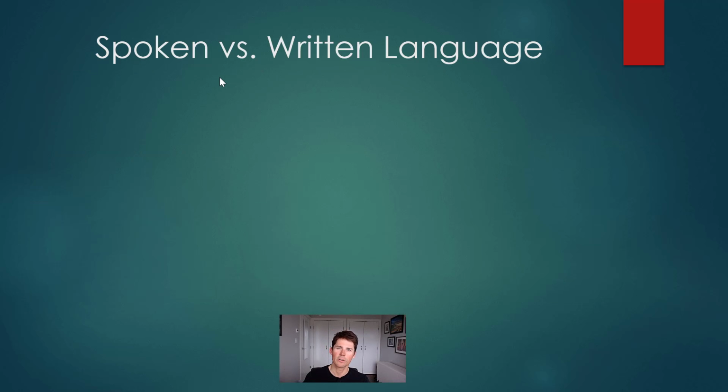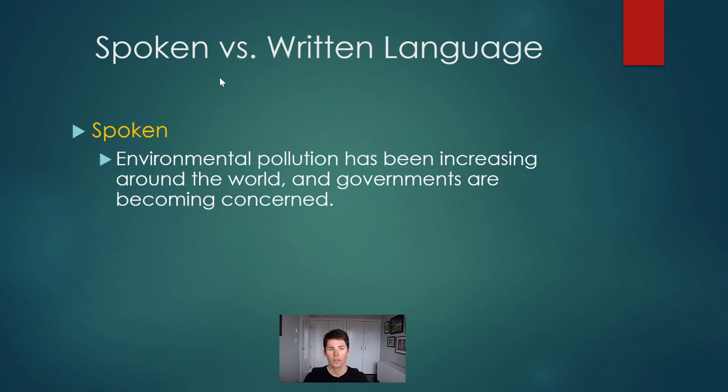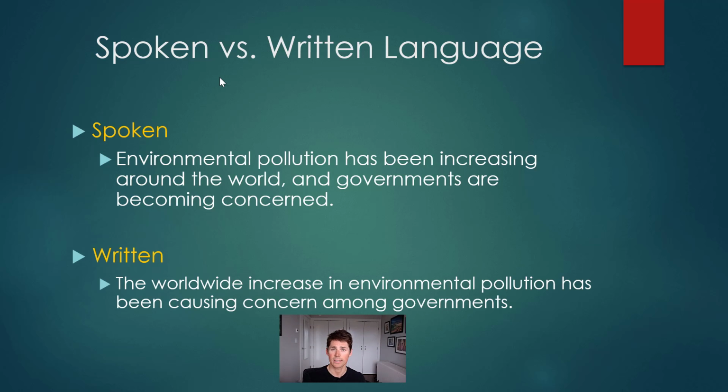Now that we have a general idea of what nominalization and noun groups are, how do they relate to spoken and written language? Here's an example of spoken language. Environmental pollution has been increasing around the world, and governments are becoming concerned. Let's imagine if we wanted to write that out. Well, the written version might look like this. The worldwide increase in environmental pollution has been causing concern among governments.